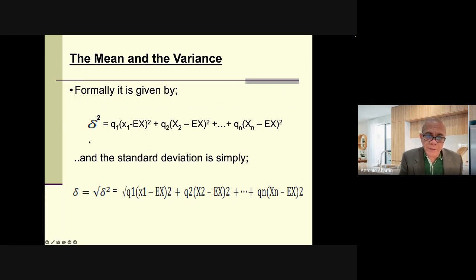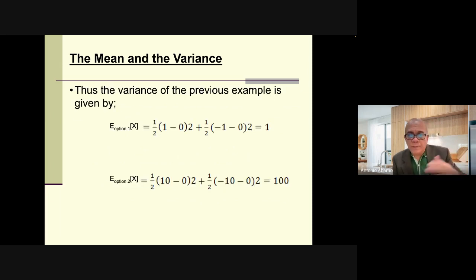Now, the standard deviation is simply the square root of the variance, and that will also tell us how many deviations from the mean value. That will also define the degree of risk. Now that's the variance of the previous example. For option one, you have 50% times minus zero, squared, plus 50% times one minus zero, squared, which gives you one.